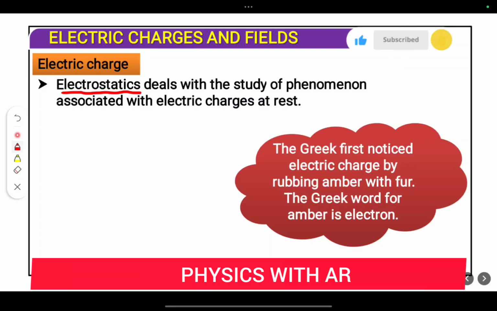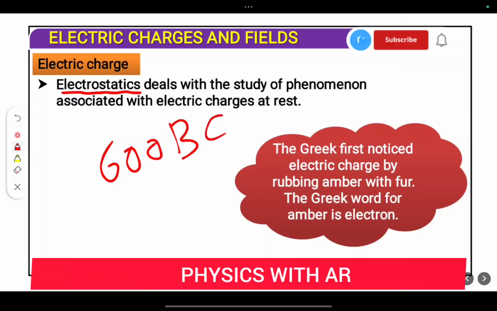Initially it was observed in 600 BC by Thales, a Greek. The Greek first noticed electric charge by rubbing amber with fur. The Greek word for amber is nothing but electron.